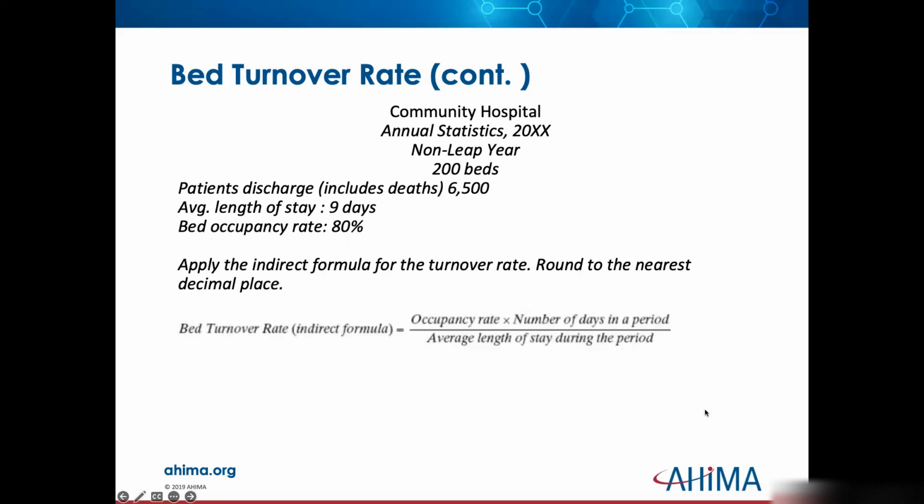Another example, we have a community hospital, 200 beds, 6,500 discharges. Length of stay was 9 days, bed occupancy is 80%. We're going to do the indirect formula. So here we're taking the 80 times 365, it's a non-leap year, divided by 9 days, average length of stay. That gives us 292 divided by 9, 32.4, because we rounded to one decimal place, 32.4%.